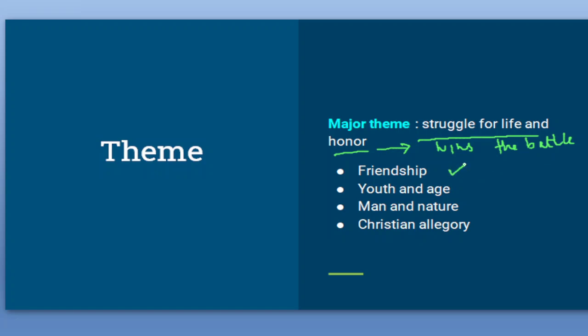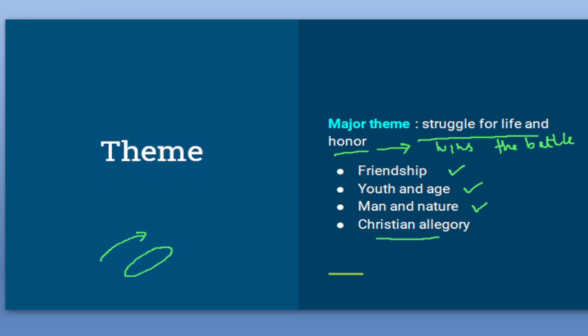Next is friendship. Manolin and Santiago share a friendship, and he also felt the same kind of relationship with the marlin. Youth and age, again, as our hero is an old man. Another major theme is man and nature. When Santiago fought with the marlin at sea, it shows the relationship between man and nature. And again, I told you about the Christian allegory at the start of this video.